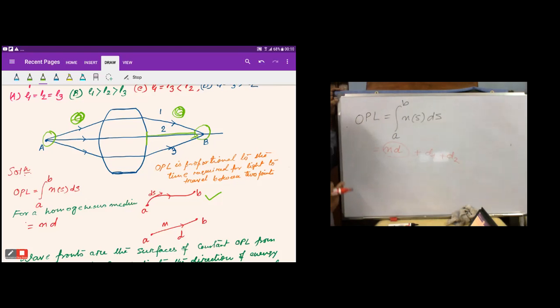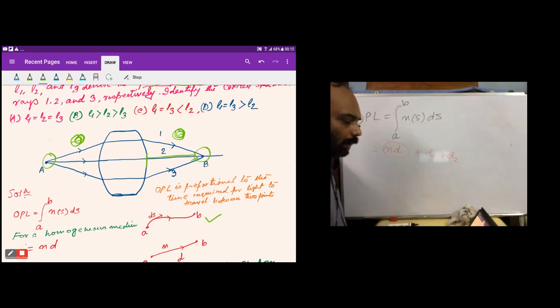So this is the same for all the rays. Therefore, time will also be the same. Therefore, the answer A is the correct one. Option A is the correct answer. A is L1 is equal to L2 is equal to L3.